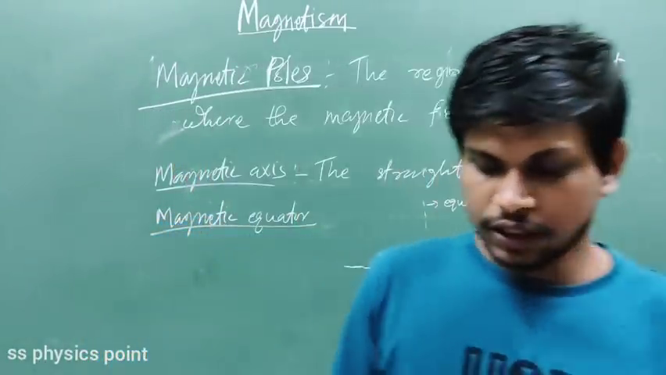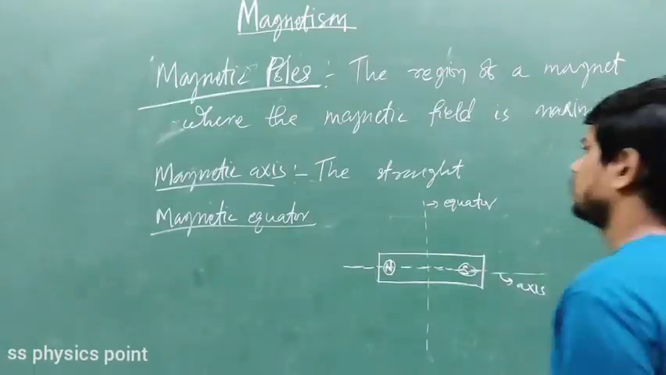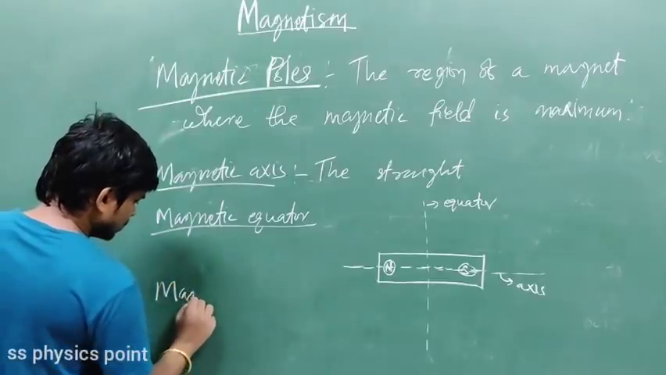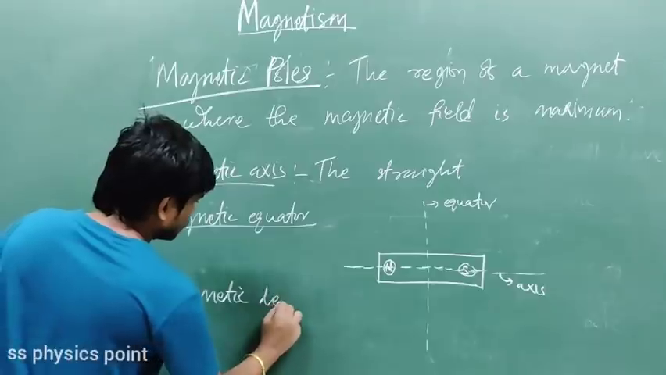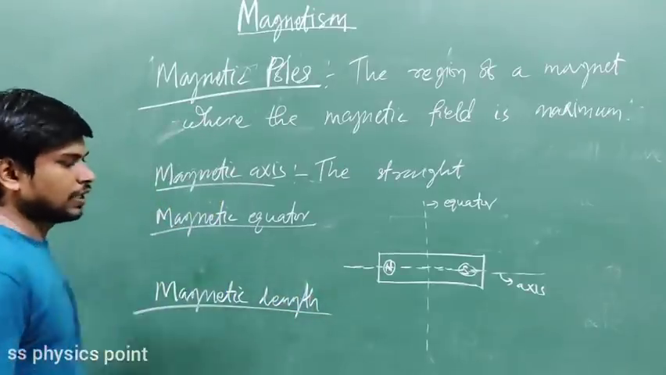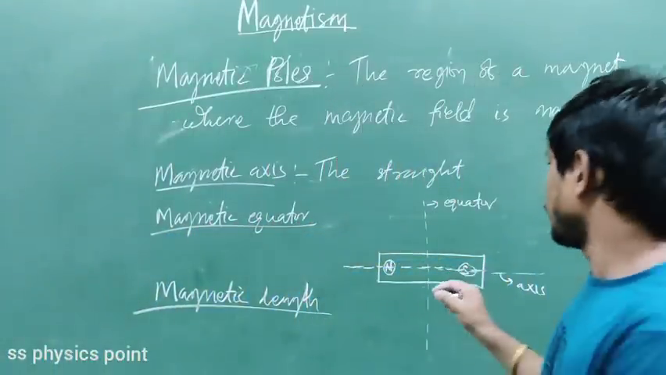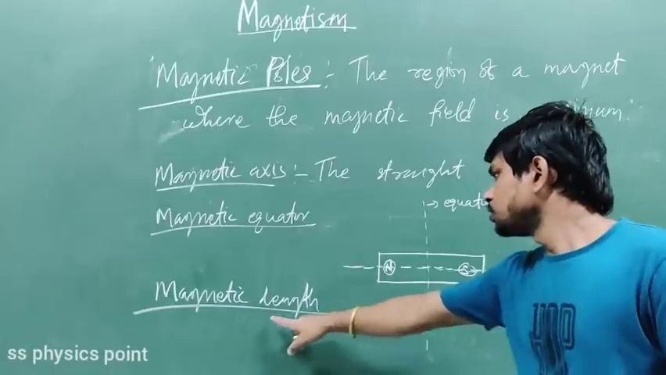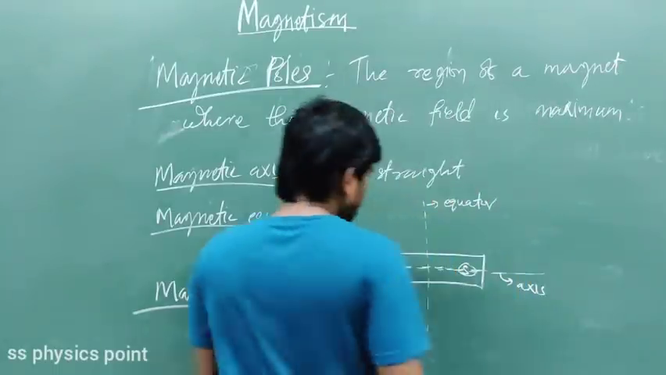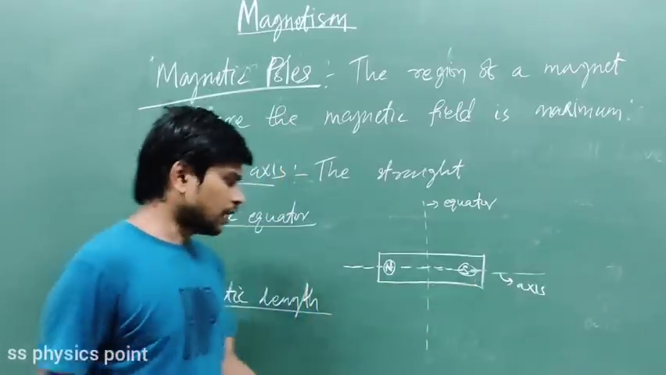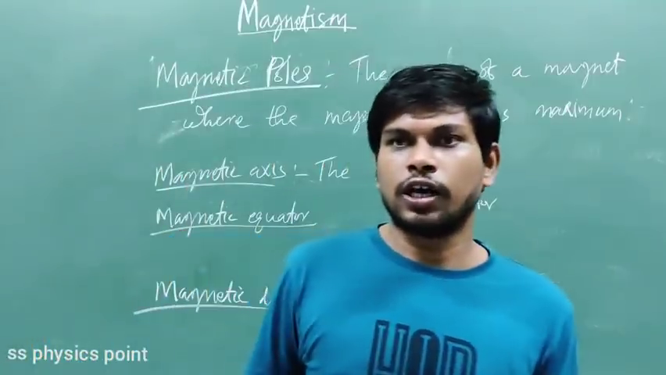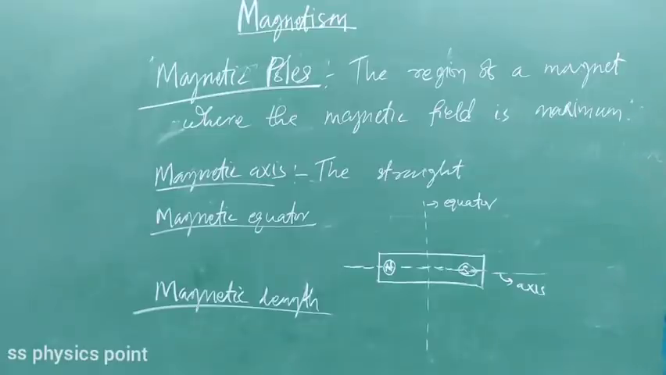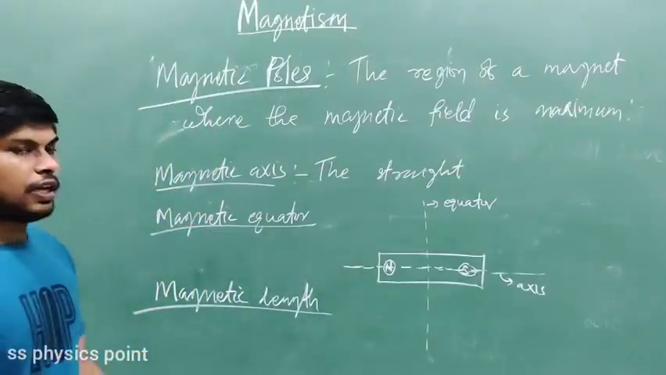That is called the magnetic equator. Then one more thing, just write it, magnetic length. Magnetic length, what is it? It is the distance between the two poles, you can say. The distance between the two poles is known as magnetic length, or the length of the line between the two poles. Just write it, the distance between the two poles of a magnet is called magnetic length.